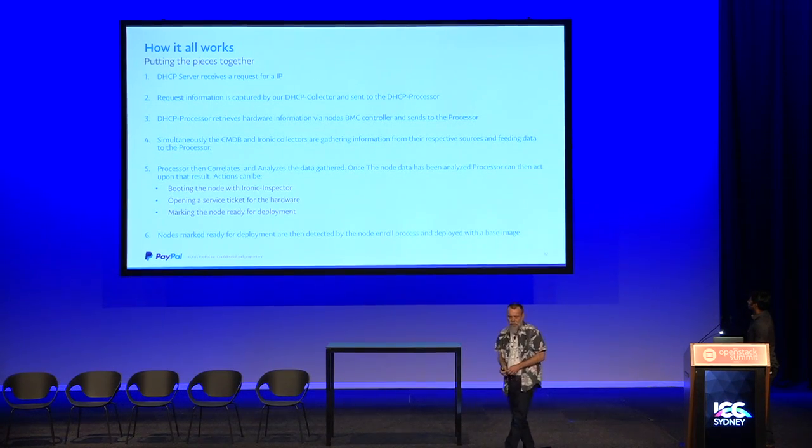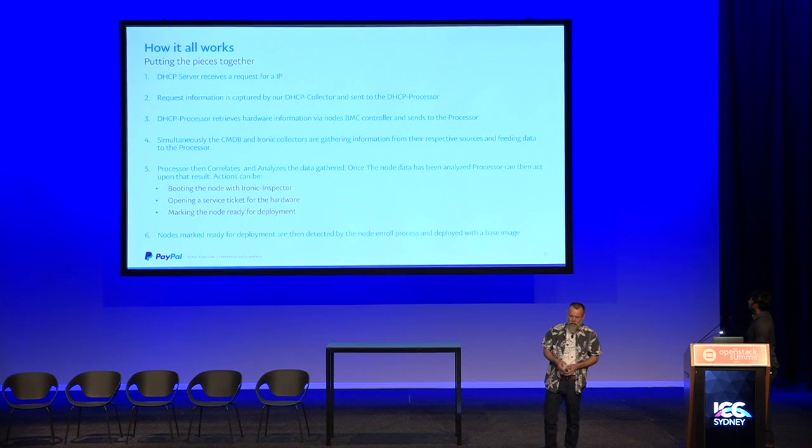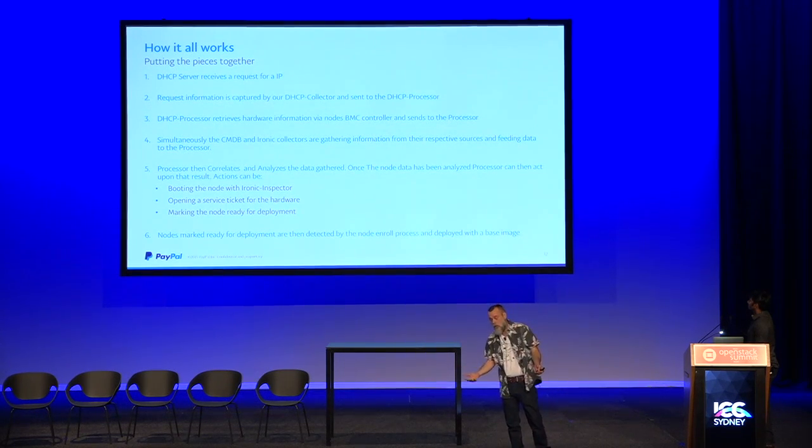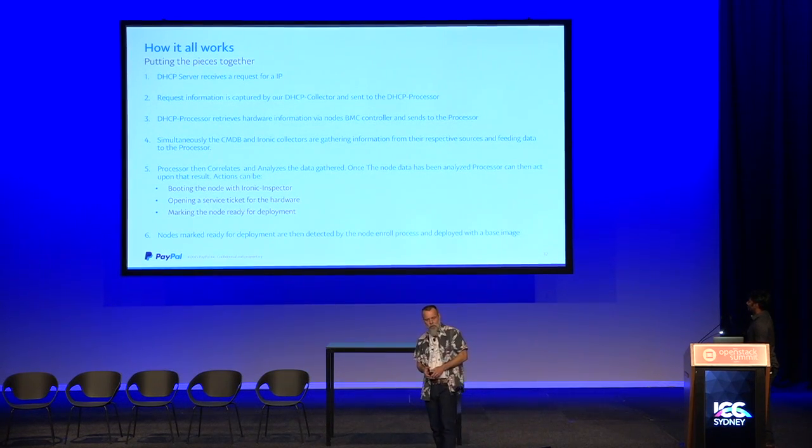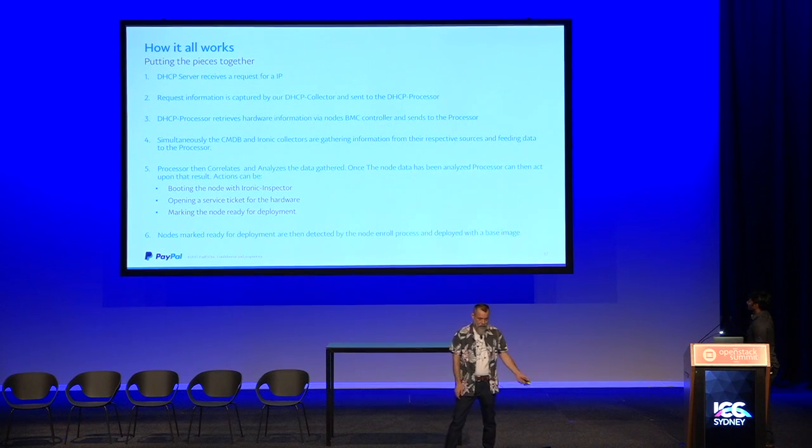The processor correlates and analyzes the data gathered. Once the node has been analyzed, the processor can then act upon that node either by, if it's a brand new node, booting it into Inspector so that it is enrolled in Ironic, opening a service ticket if there's a hardware problem, or marking the node ready for deployment. If the node's marked ready for deployment, the node enroll program comes along, notices the node's good to go, and deploys our default image onto it, at which point Puppet will pick up, assign its role, and put it into action.